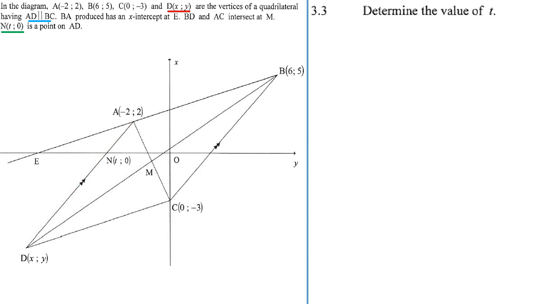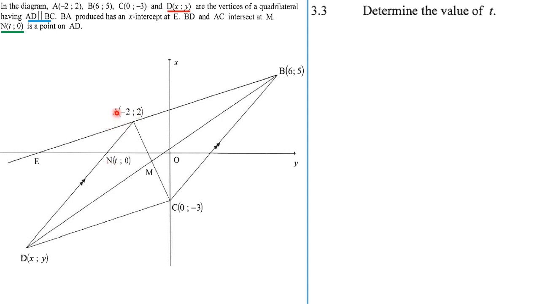Then let's check 3.3. 3.3 says determine the value of t. Remember, t is a point on AD, and we already have the equation for AD. A and D are collinear. They all lie on the same straight line. And we know the value of y, because this is the x-intercept. The only value that we don't know is t.